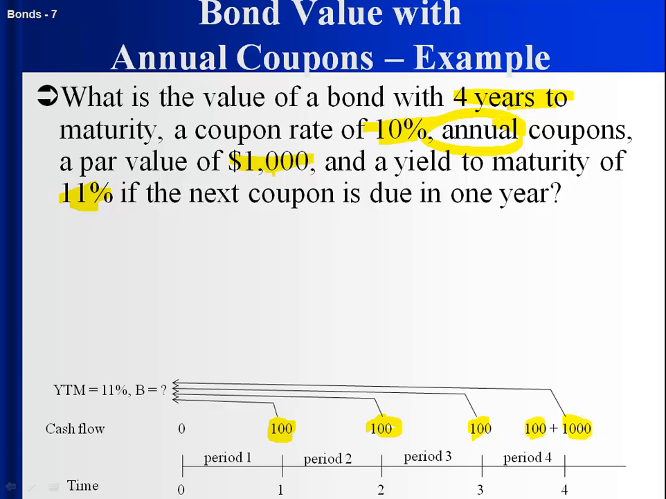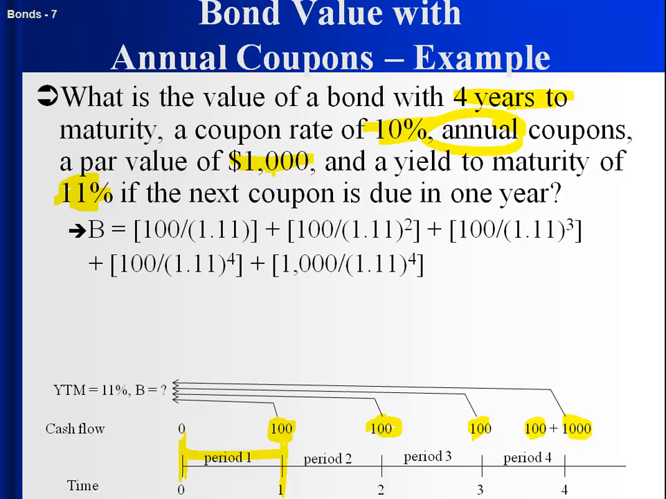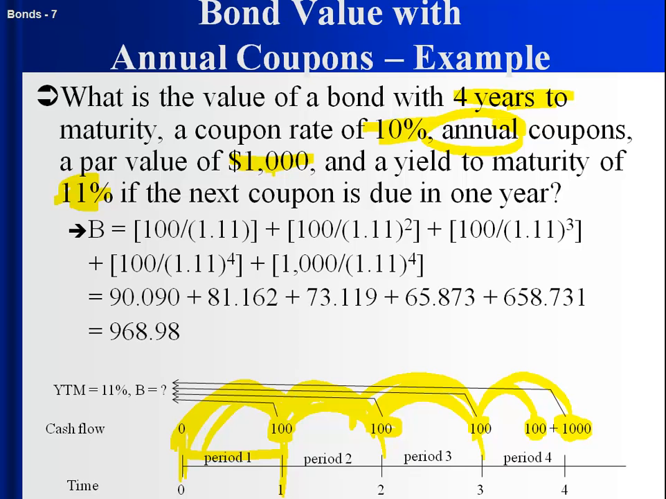So what do we discount by? We have 11%. 11% is an annual rate, so that's our discount rate. So this is the value of our bond. 100 over 1.11 plus 100 over 1.11 squared plus 100 over 1.11 to the third plus 100 over 1.11 to the fourth, plus 1,000 over 1.11 to the fourth. Add it all up, 968.98.